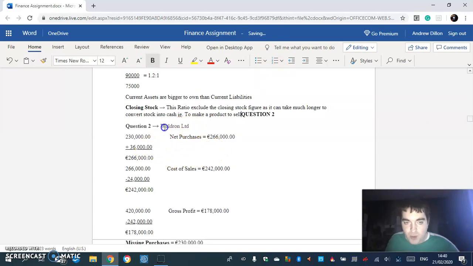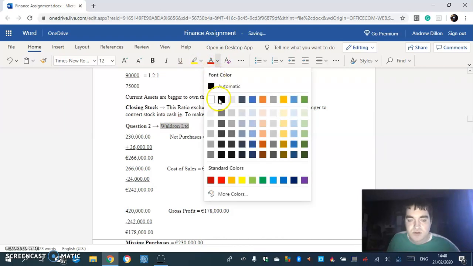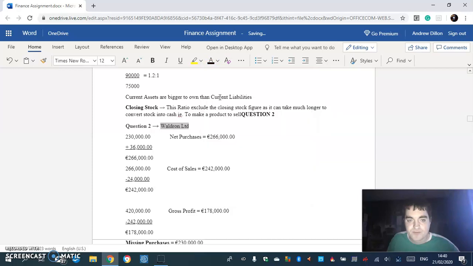It is about Waldron Ltd. This time it's only 2 figures that were missing. It was the purchases and my net purchases. But still, I have to analyse and add figures, the same as the first question, to find answers, to analyse the trading profit for Waldron Ltd.